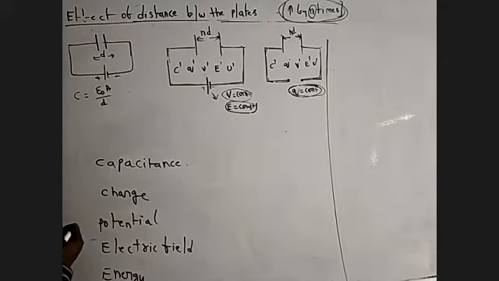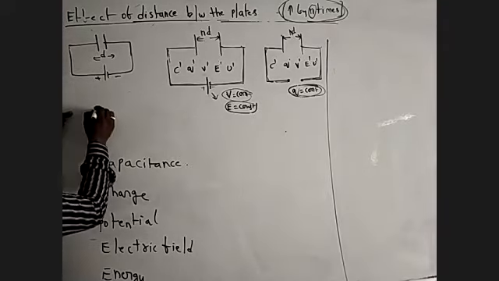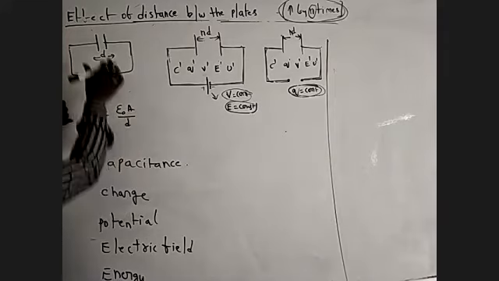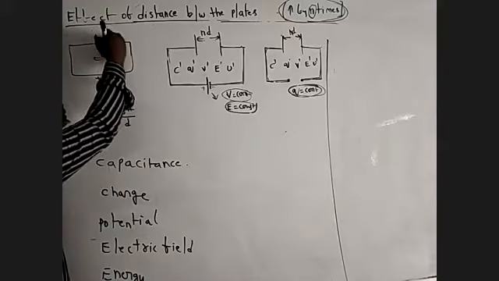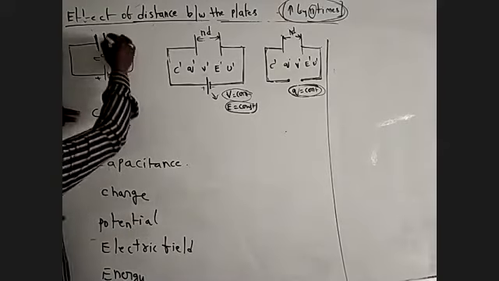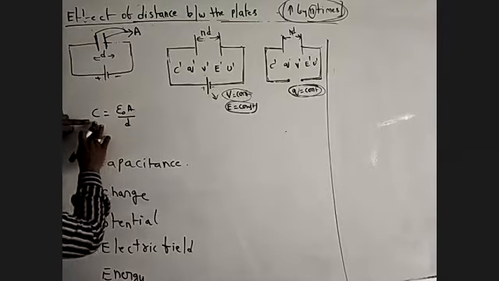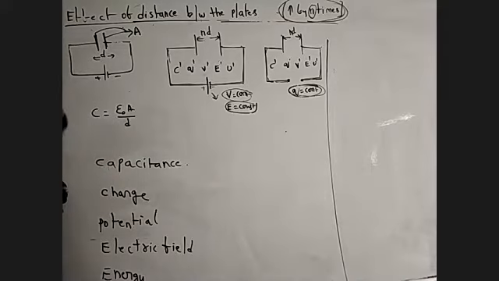Okay, this is given. Here, this is the general capacitance. C is equal to epsilon naught A by D. D means the distance between the two plates. A means the cross section area of the plate. C means capacitor. Epsilon naught means the medium between the two plates.